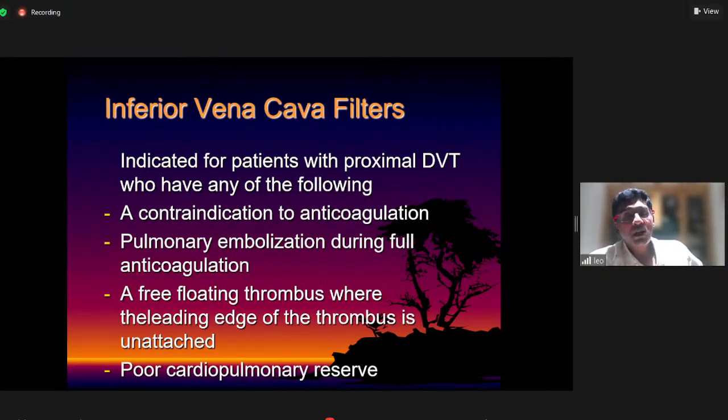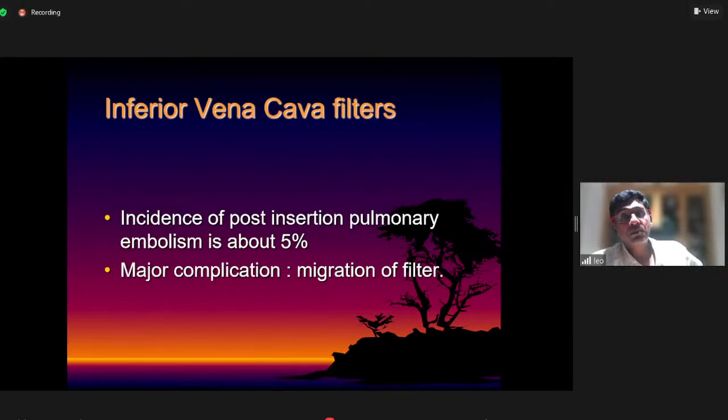For instance, the only indication probably for inferior vena cava filters would be a specific contraindication to anticoagulation therapy, if at all there is any, or when there has been a pulmonary embolism despite full anticoagulation at the maximum dose possible, or when you're really worried about a free-floating thrombus in the proximal veins, probably in the abdomen, with the edges of the vein unattached, the thrombus unattached, and you're really worried about a displacement there. And especially when there has been a poor cardiopulmonary reserve.